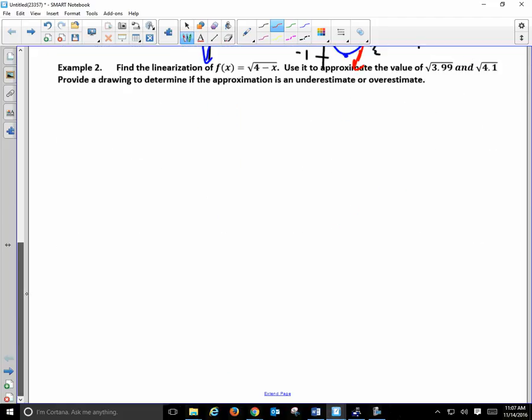You okay there? All right. So this is the last piece that we're doing today. Then you can have your assignment. It says find the linearization of f of x equals the square root of 4 minus x. Before I find the linearization, I'm going to sketch a graph of it. What does the square root of 4 minus x even look like?